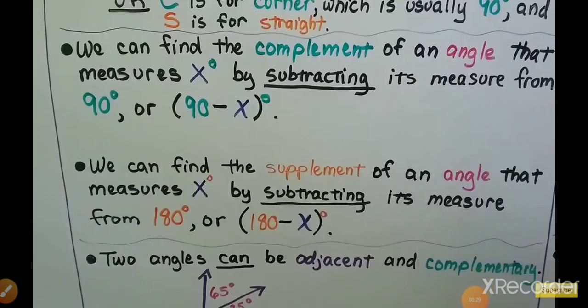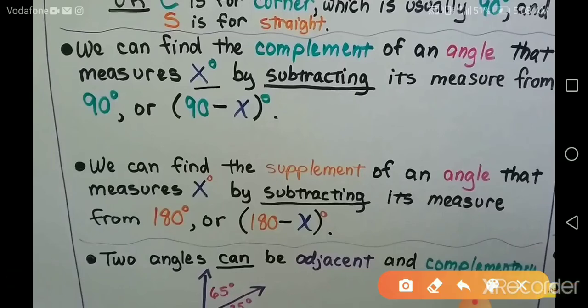So to remember, we can find the complement of an angle that measures x degrees by subtracting its measure from 90 degrees, as I told you from the example. Here I have 90 minus x. We can find the supplement of an angle that measures x degrees by subtracting its measure from 180 degrees, or 180 degrees minus x degrees.